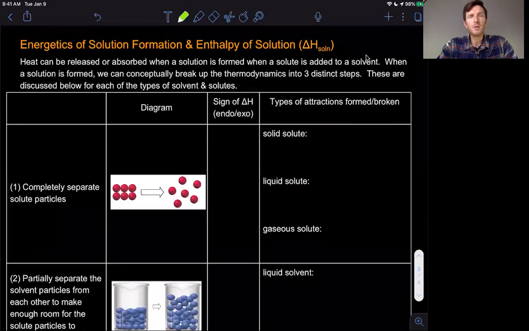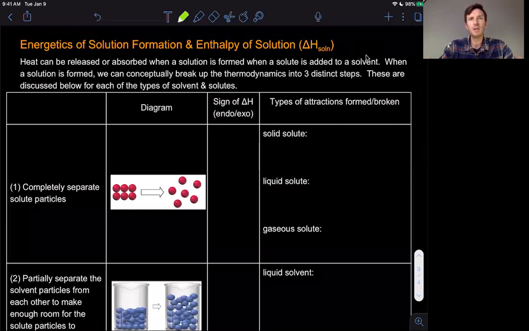All right, so in this video we want to look at the energetics of solution formation. We take two different things and mix them together. What's going to happen when we mix them? Are we going to get those two substances to release heat? Is it going to be exothermic, is it going to feel hot? Or is it going to absorb heat? Is it going to be endothermic when we mix them together?